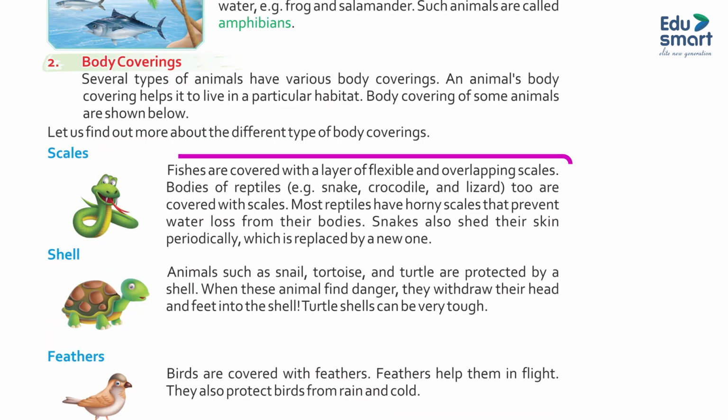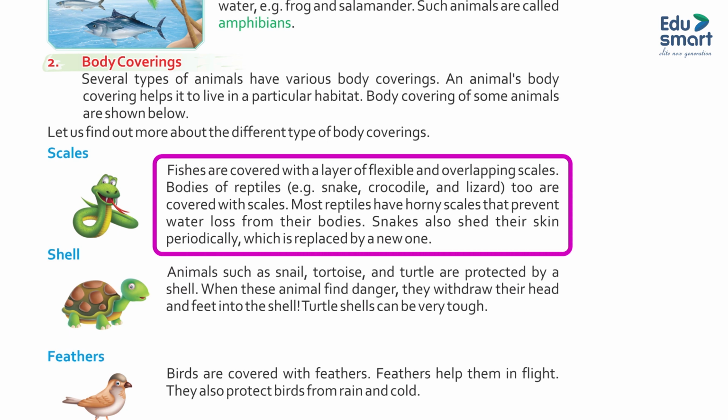Scales. Fishes are covered with a layer of flexible and overlapping scales. Bodies of reptiles, for example snake, crocodile and lizard, too are covered with scales. Most reptiles have horny scales that prevent water loss from their bodies. Snakes also shed their skin periodically, which is replaced by a new one.